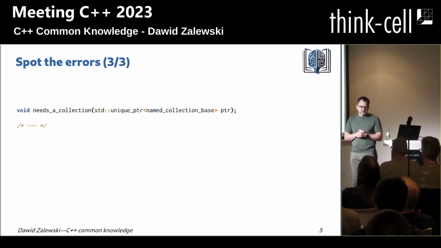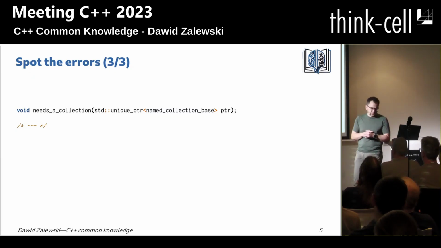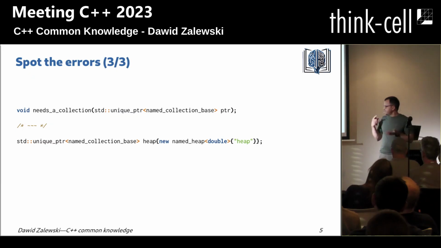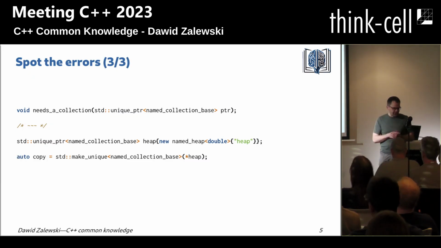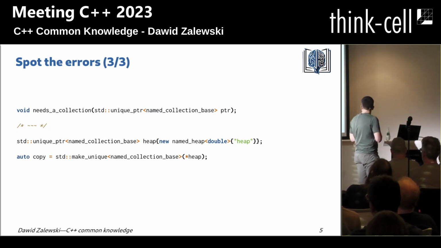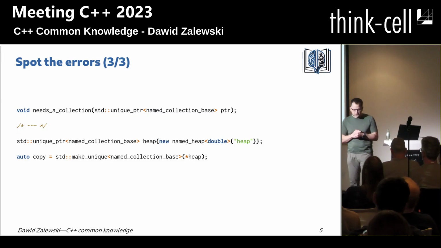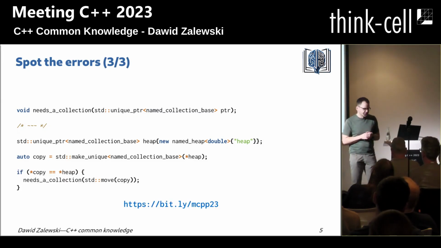I assume there is a function that needs a collection. Passing by a unique pointer, very modern, right? So you can hint polymorphism coming up because I'm passing by a pointer, and I'm using the base class name in the pointer. And there is a heap being created, a copy of a heap being created. Also all unique pointers very nicely. And then I want to pass actually my copy to the function. And because I'm a careful programmer and don't trust myself, I will first compare if those 2 are equal.